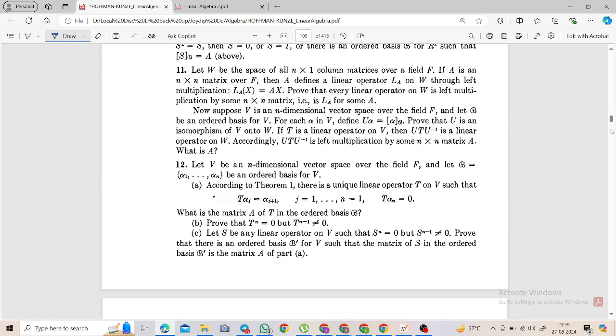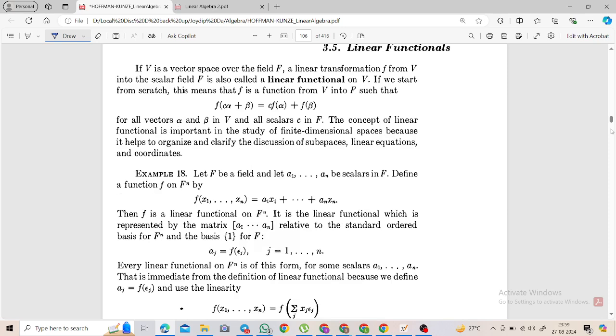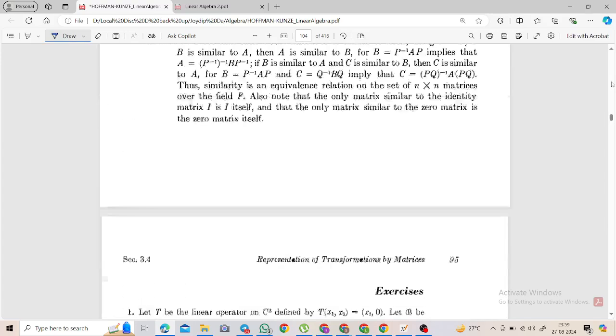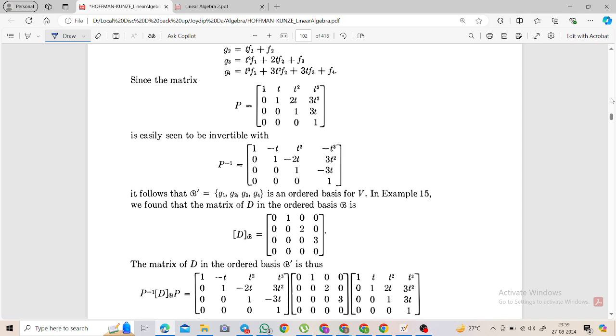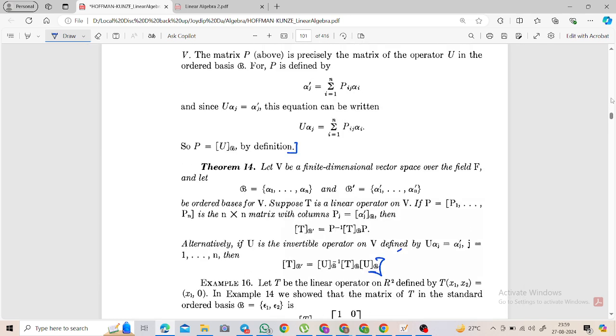We will discuss this today. Okay, let's see. Tell me when you are done. Basically, the change of basis matrix will be P inverse AP, nothing else. Tell me when you are done.